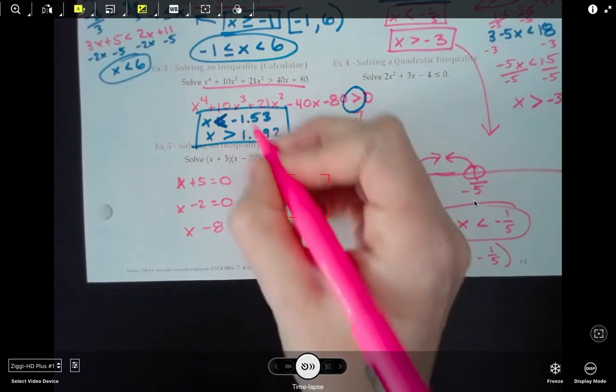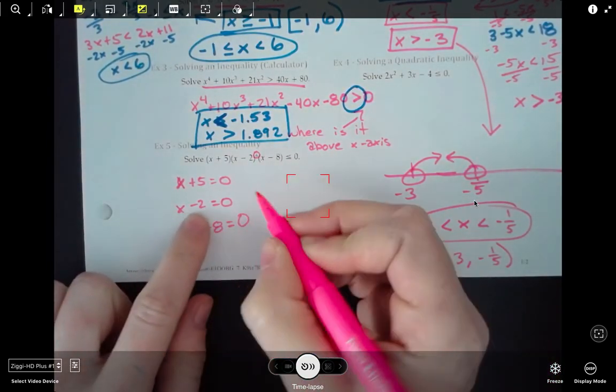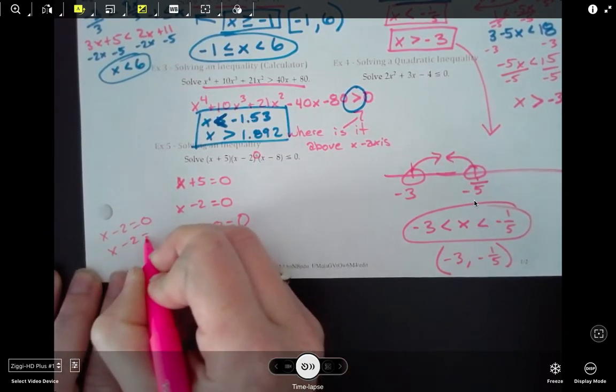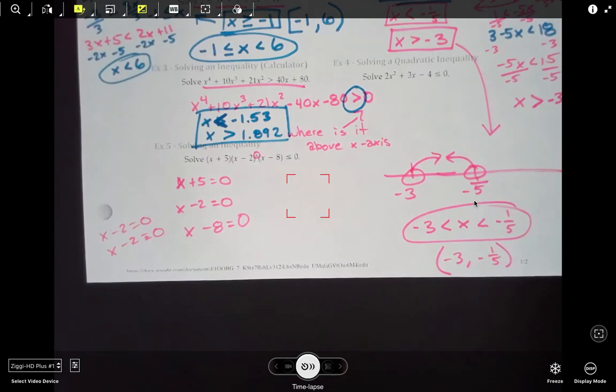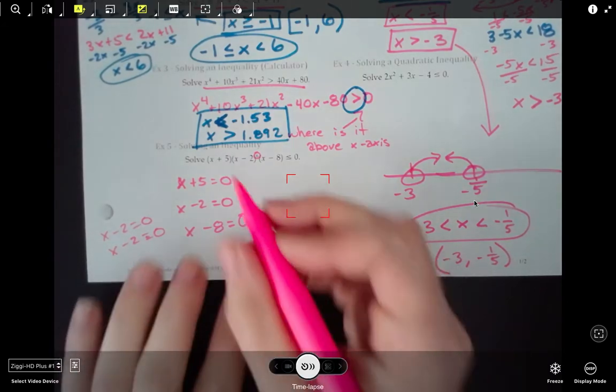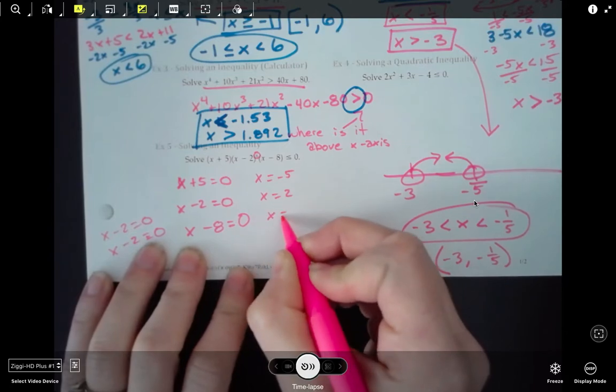Now, even though this is to the 6th power, if I take x minus 2 equals 0, and x minus 2 equals 0, and x minus 2 equals 0, 6 times, I'm still going to get 2 as an answer, right? So we only have to do it once. Does that make sense? So the 6th power doesn't really do anything for us, all right? So this is x equals negative 5, this is x equals 2, and this is x equals 8.